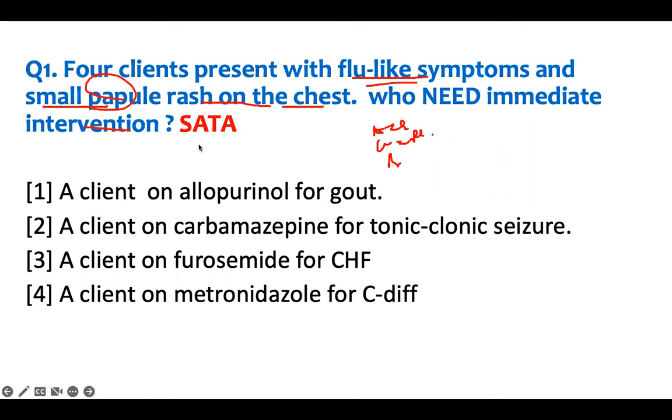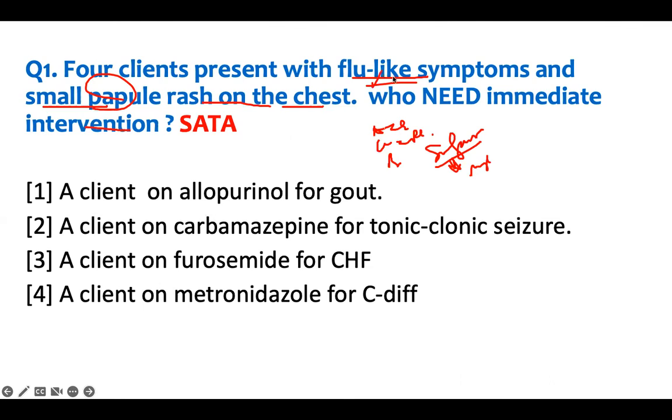Which of them needs intervention? So you look at it and say, I don't know, flu-like symptoms and papular rash. Then you look at the answers, it gives you a clue. There are some medications there. So based on the medications, you can figure out what is common about them. And all are sulfa drugs. The sulfa drug, people will develop a rash on the chest. If they take it and they present with flu-like symptoms, you need to stop it immediately.